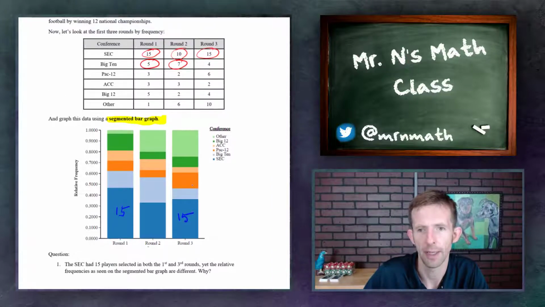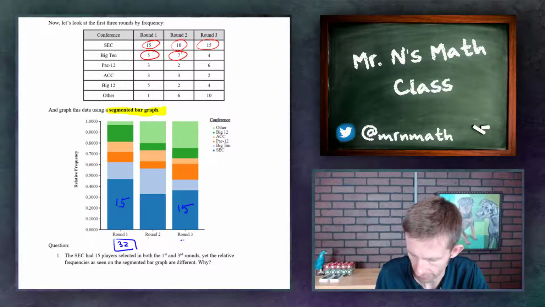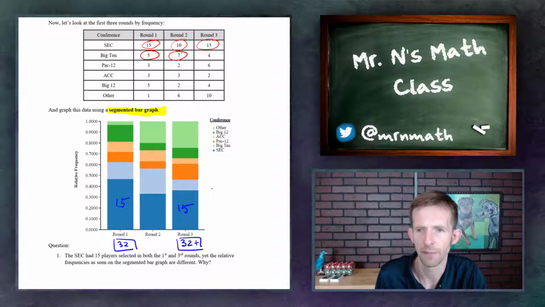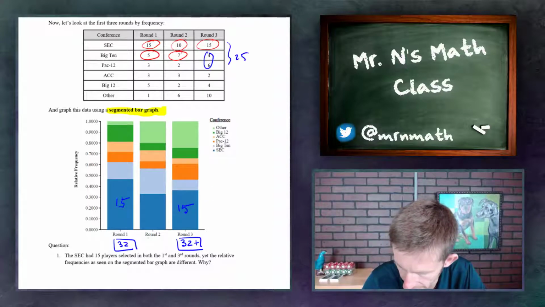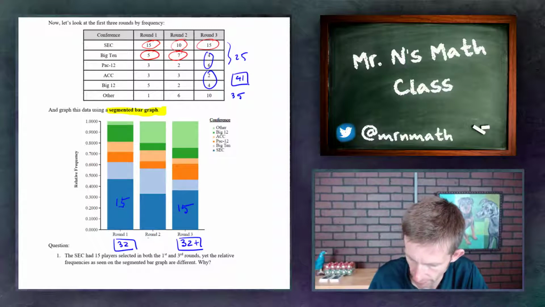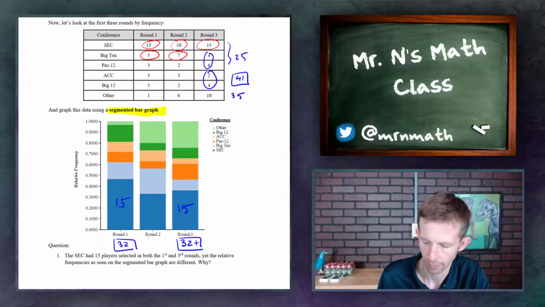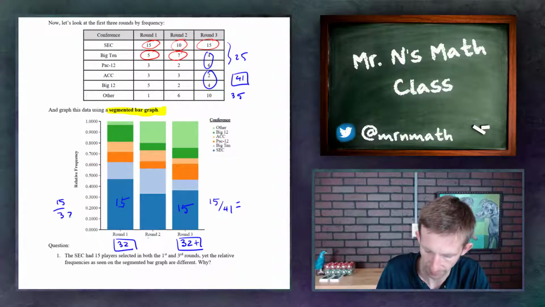So the first round had 32 players chosen, and the last one had more than 32 players chosen. So the 15 appears smaller in that round. In fact, if we look at round 3, you've got 10, so this is 25. This is 35 plus 6. You had 41 players chosen in the third round, so the 15 represents a smaller chunk of that. 15 out of 41 is a smaller percentage than 15 out of 32.